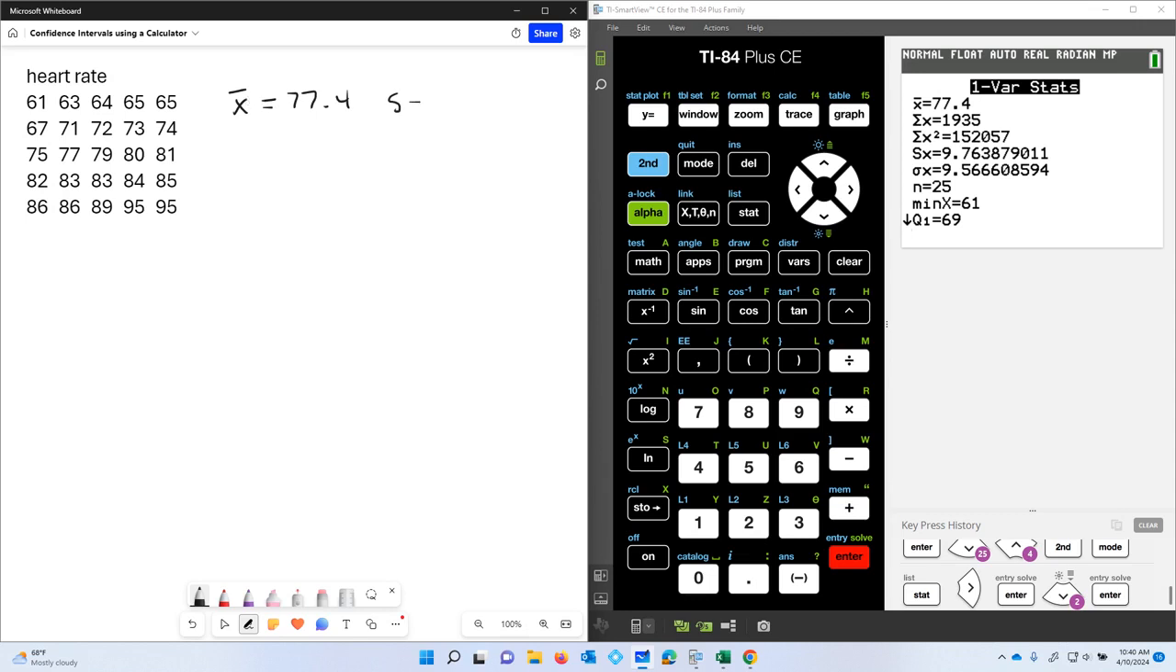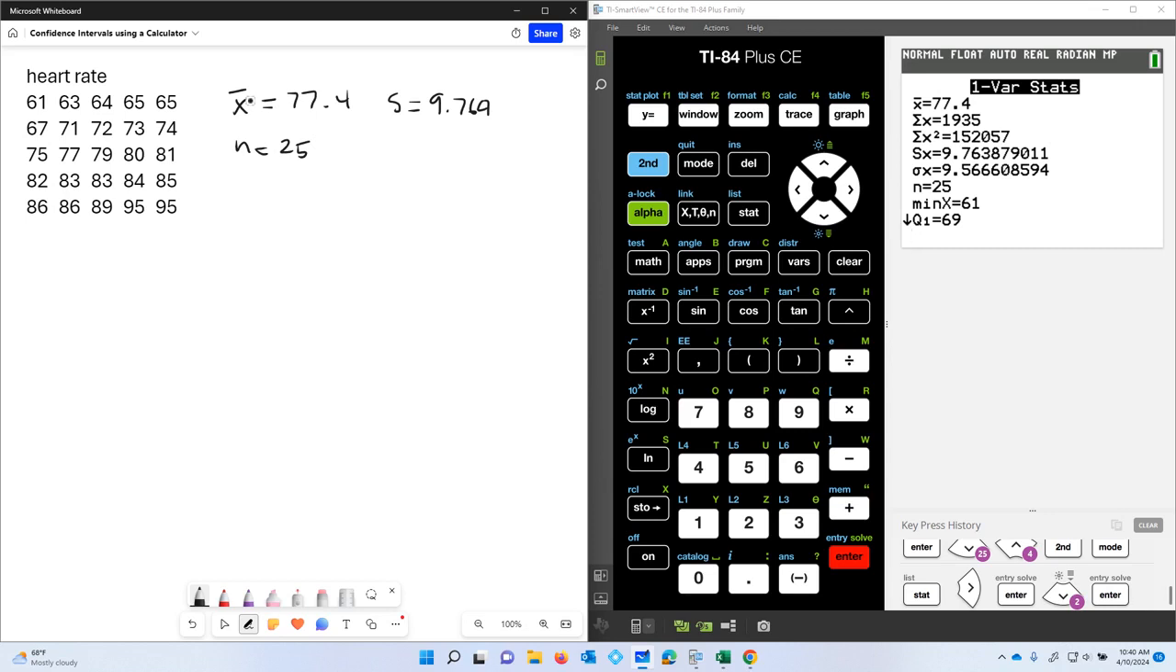But notice that here we do look for the sample standard deviation, which is 9.764. But note that the sample size is 25. What this means is that we would have the standard error, by taking this number divided by 5.